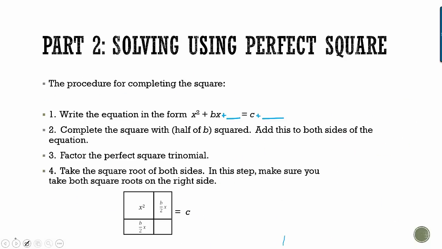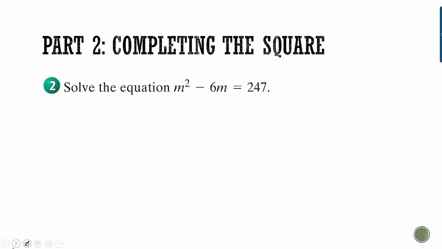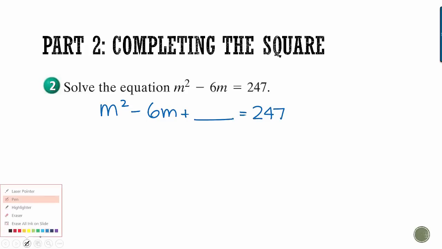Factor the perfect square trinomial, and then take square roots of both sides. In this step, make sure you take both square roots on the right side. So this is b over 2 squared. I know this kind of seems like a lot, but once we get going on it, it's pretty easy. So if I want to solve this equation, it's already in the format that I want. I'm just going to leave myself a blank, and then I have to fill in that blank.